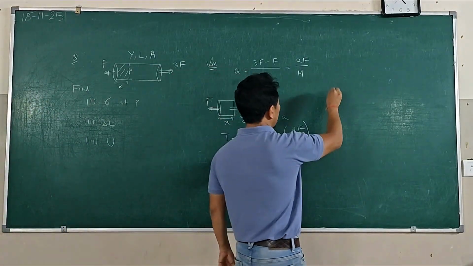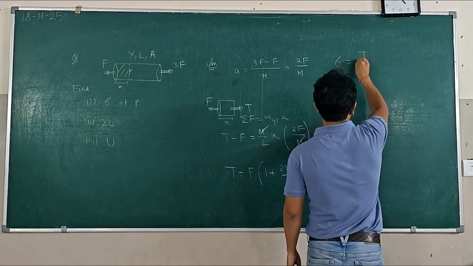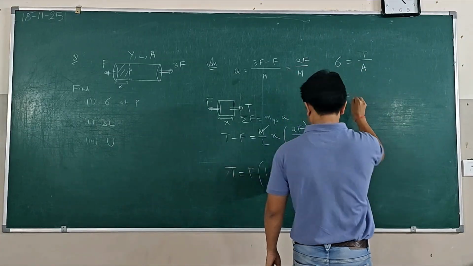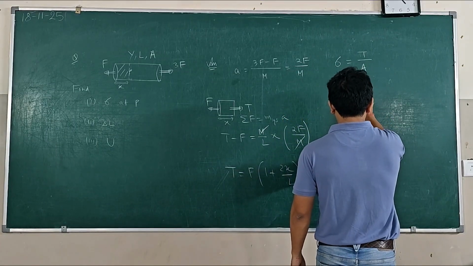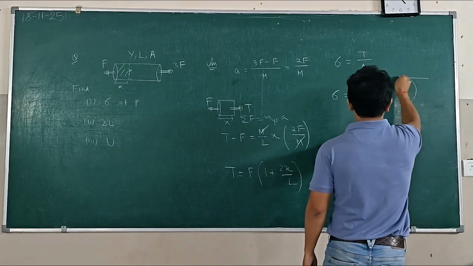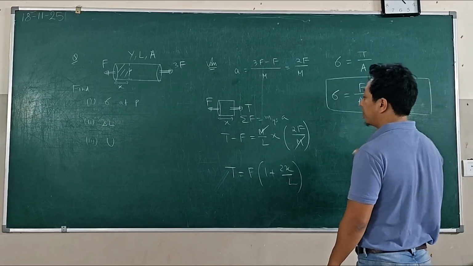Once you know tension, what will be the stress at that point? Tension by area of cross section. So what will be the stress? F by A bracket 1 plus 2x by L. Did you now understand why stress changes from point to point?